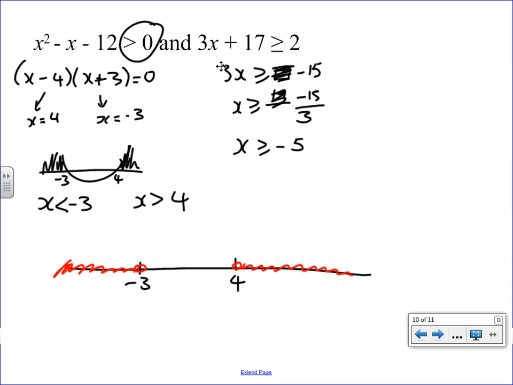But then we have the other one as well, which is x greater than or equal to minus 5. So this is minus 5. We want to include that, and we want all of that.